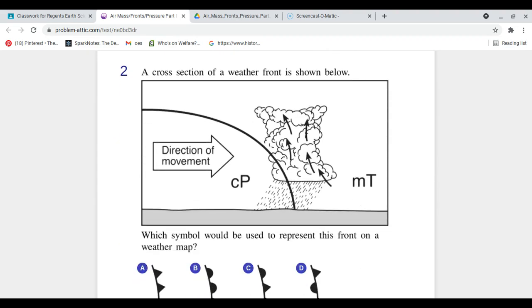Number 2. And as you guys know, we won't do this for each question, but here we go. Number 2. A cross-section of a weather front is shown below. So it shows us the direction of movement, clouds. Which symbol would be used to represent this front on a weather map?